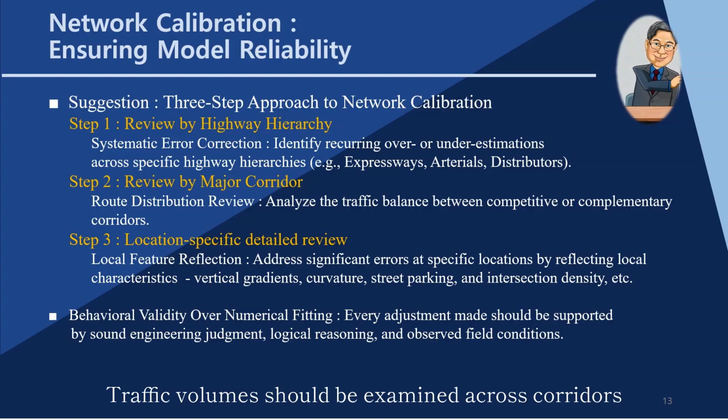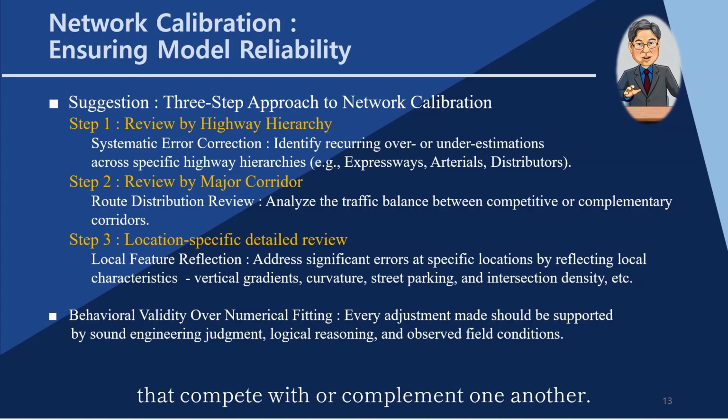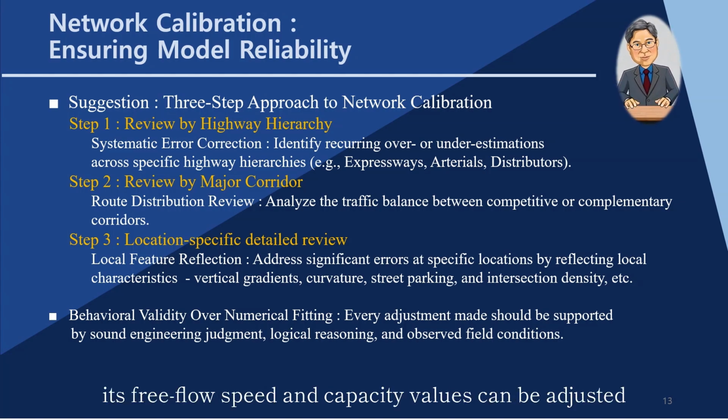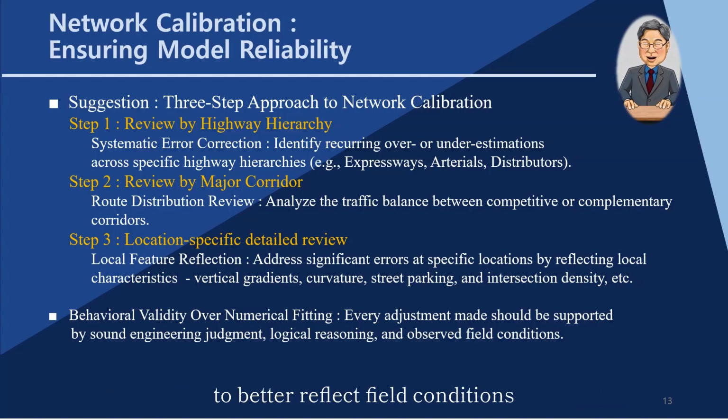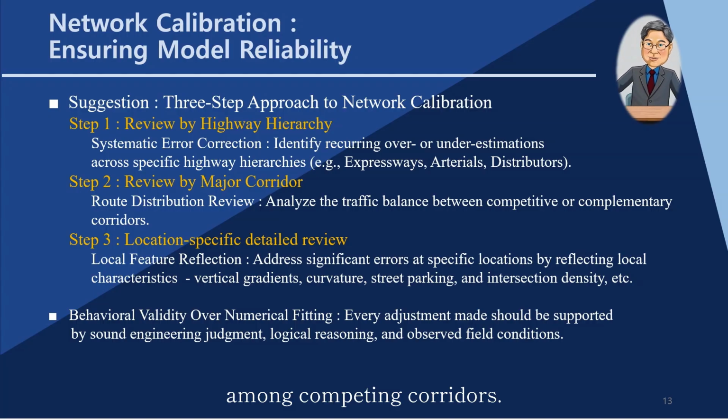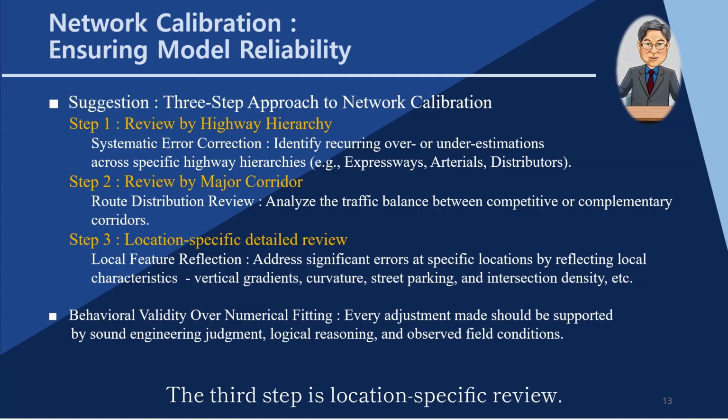Traffic volumes should be examined across corridors that compete with or complement one another. If a particular corridor consistently attracts too much or too little traffic, its free flow speed and capacity values can be adjusted to better reflect field conditions and achieve a more realistic distribution of traffic among competing corridors. The third step is location-specific review.